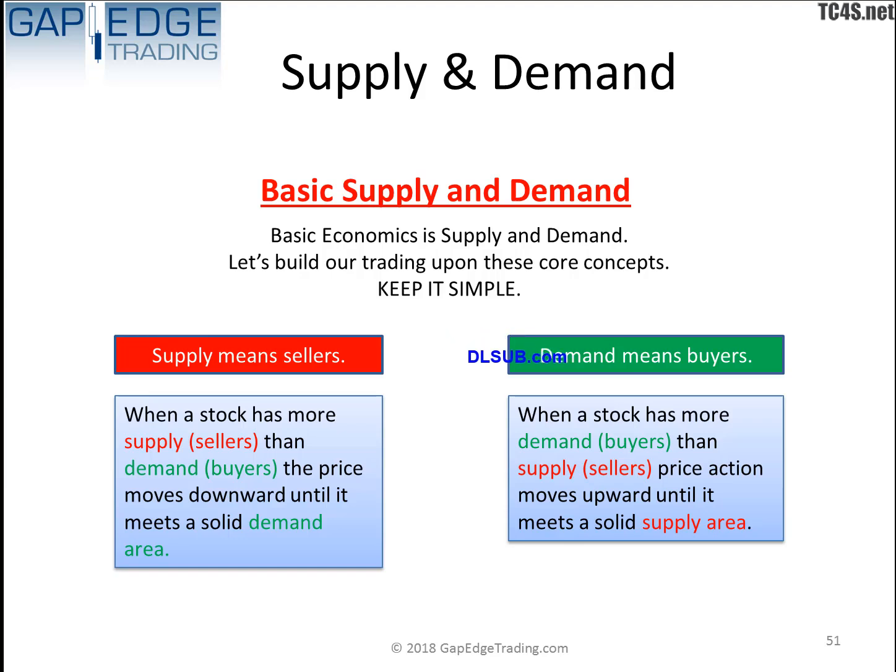Supply means sellers, and when a stock has more supply, sellers, than demand, buyers, the price moves downward until it meets a solid demand area. And just the opposite, demand means buyers. When a stock has more demand, buyers, than supply, i.e. sellers, price action moves upward until it meets a solid supply area. These core concepts will be the fuel behind your day trading in gaps.